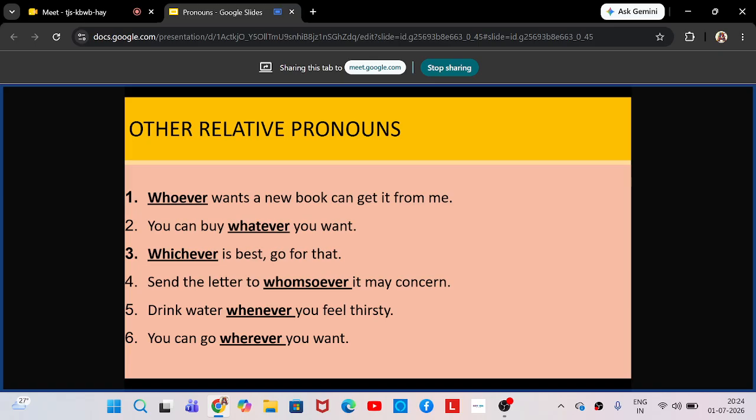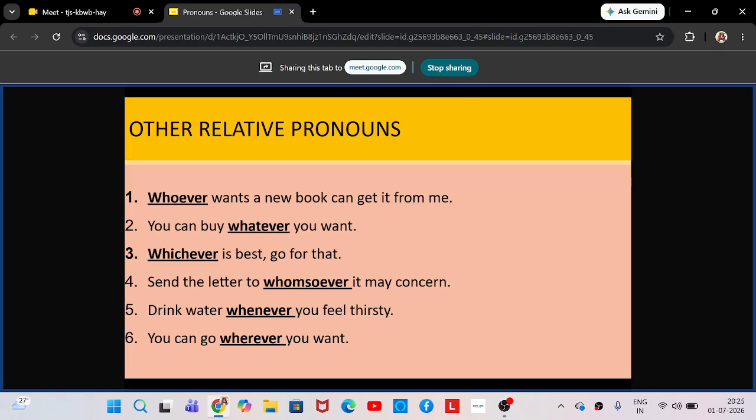Meaning, please send this letter to whoever is responsible. For example, if you have to send a letter to the principal, there is no use of sending the letter to the class teacher. You have to send the letter to the principal only. Similarly, if you have to send a letter to the class teacher, there is no use of sending it to the principal. What should be sent to the principal goes to the principal, and what should be sent to the class teacher goes to them, right? So send the letter to whomsoever it may concern. Concern means the person who is responsible for something.